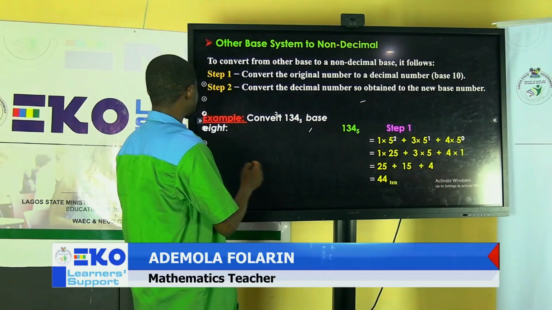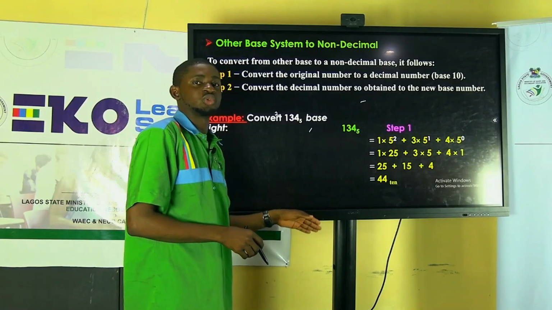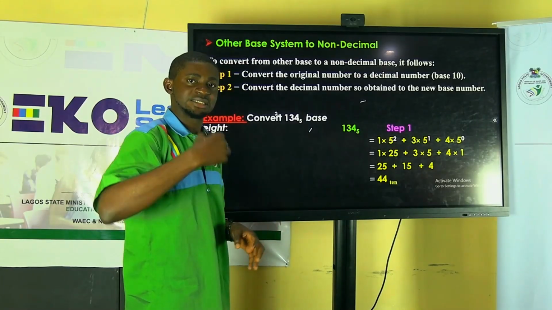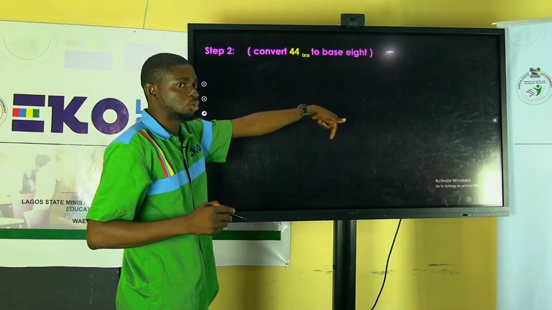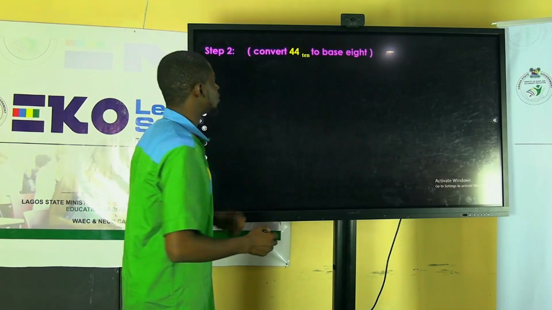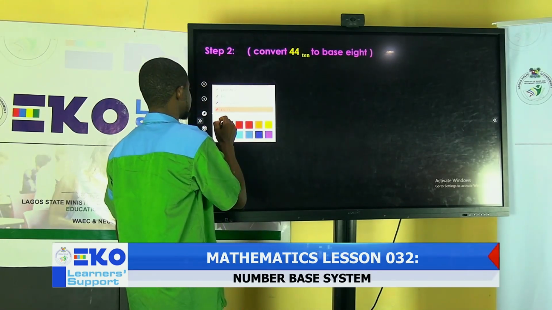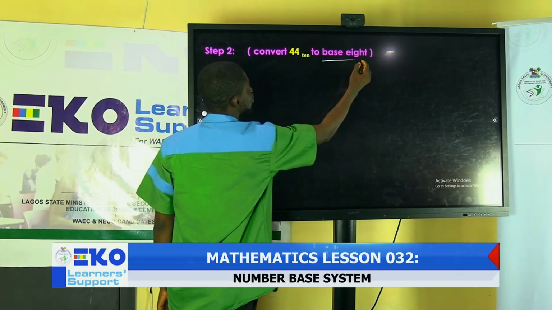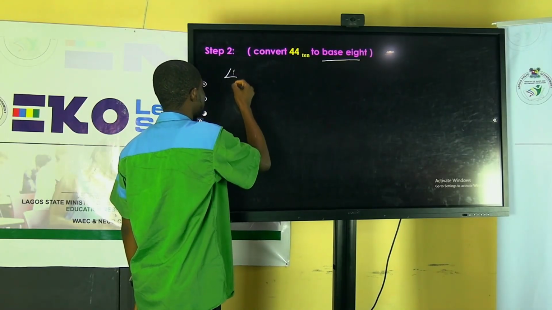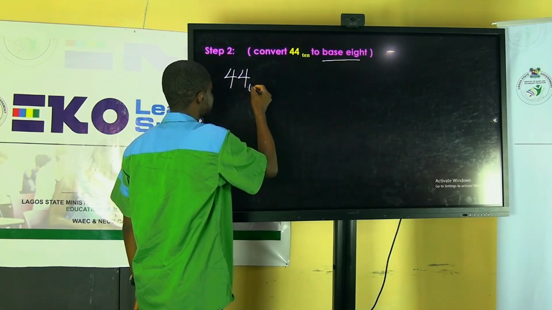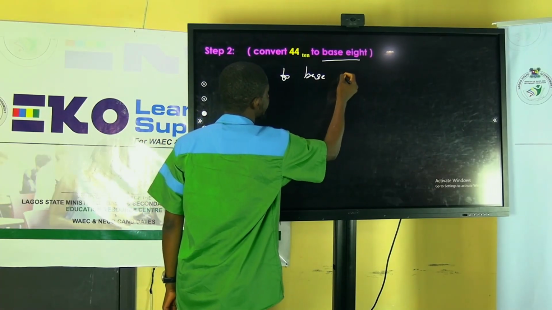How do we then move from base 10 to any base? That is what we want to do. To do that, we want to convert that solution. Remember, we are going to base 8. We want to convert that to base 8. So how do we go to base 8? 44 base 10 to base 8. 44 in base 10, we want to take it to base 8.